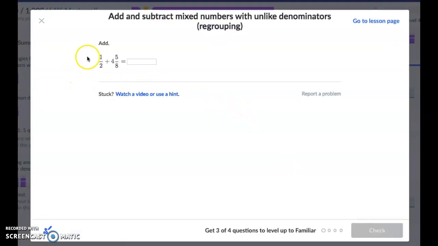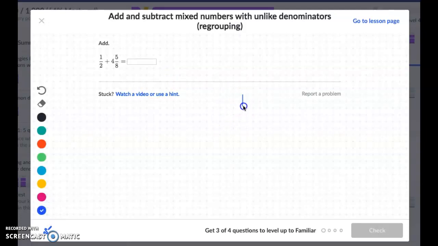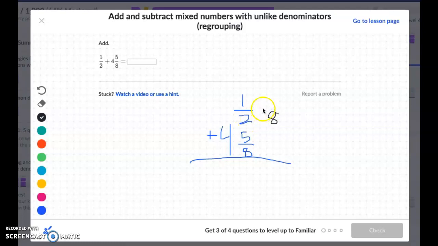Okay, so again, I'm going to rewrite my problem, and I'm going to just write 1/2, and then I have plus 4 and 5/8. Okay, and we're going to go right back to what we've been doing. Don't change it up. We're going to make a common denominator. I can do 2 times 4 is 8 so that I can keep my 8. So 2 times 4 is 8. So 1 times 4 is 4. So then I have 4/8 plus 5/8. So 4/8 plus 5/8 would be 9/8.